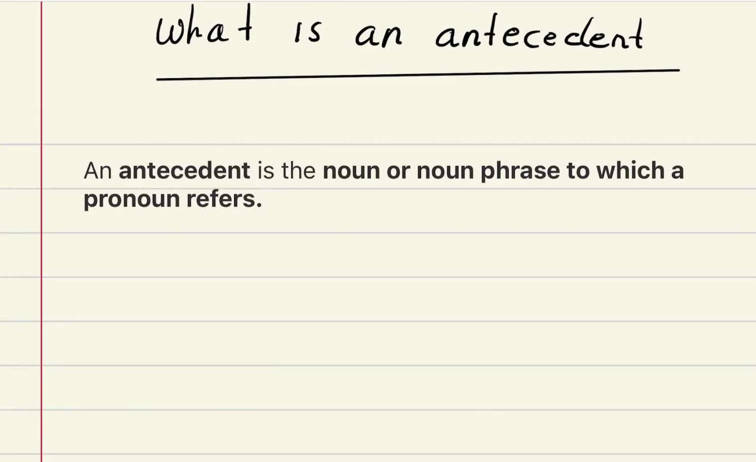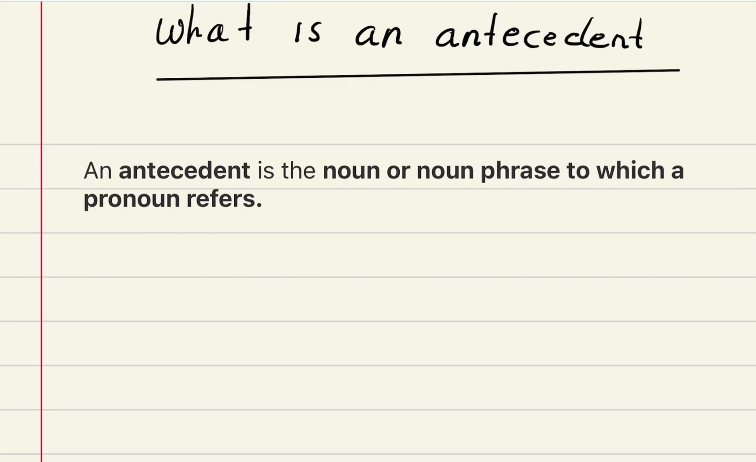In this lesson, I'm going to teach you what an antecedent is. So let's start with a simple definition. An antecedent is the noun or noun phrase to which a pronoun refers. Antecedents can be a bit confusing, so I'm going to give you a few examples so that you can understand what exactly it is.